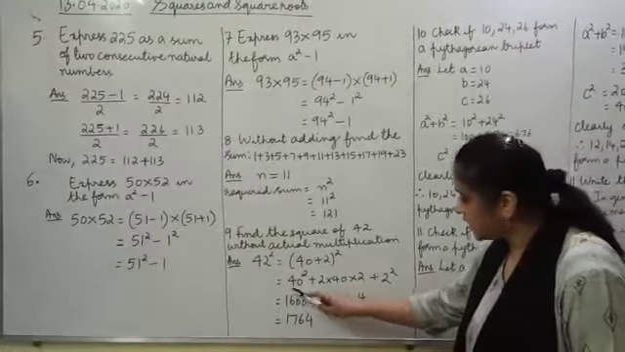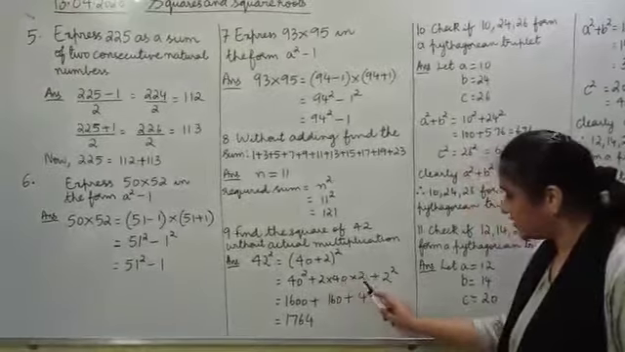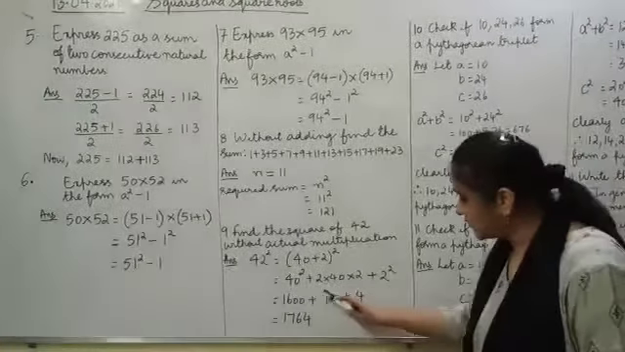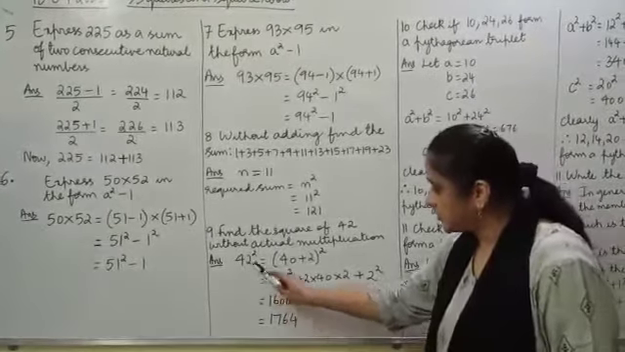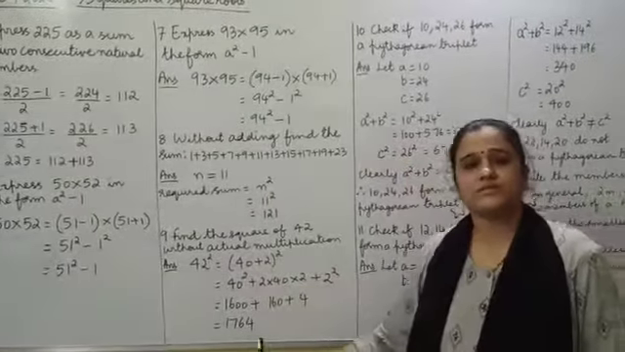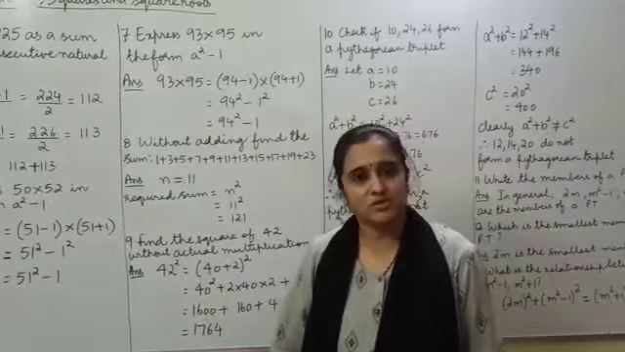Simplify this. 40 square is 1600. 2 into 40 into 2 is 160. Plus 4. And the sum of these three numbers is 1764. And 42 squared is 1764. This is how we find the value of 42 square without the actual multiplication using an identity.